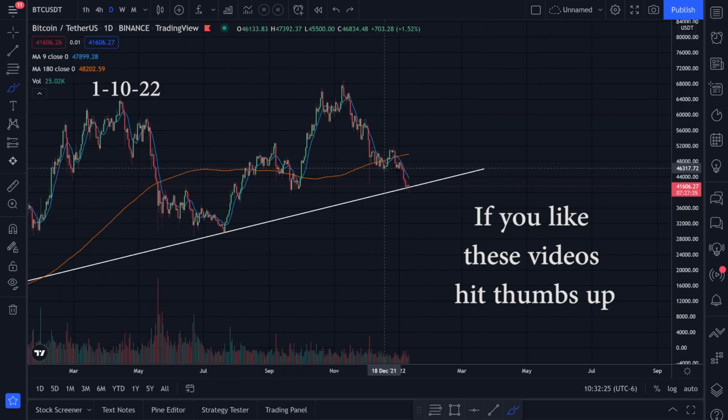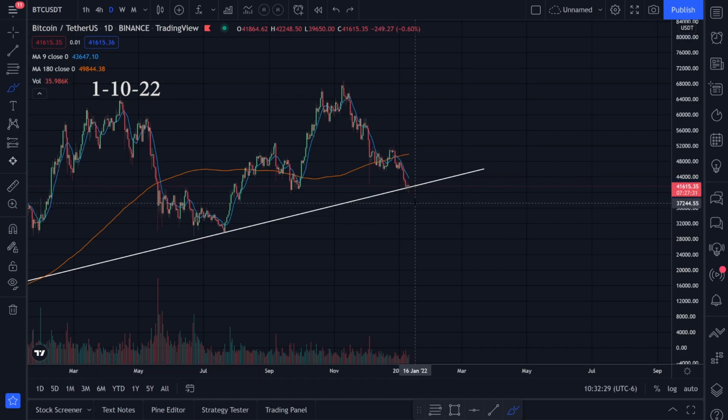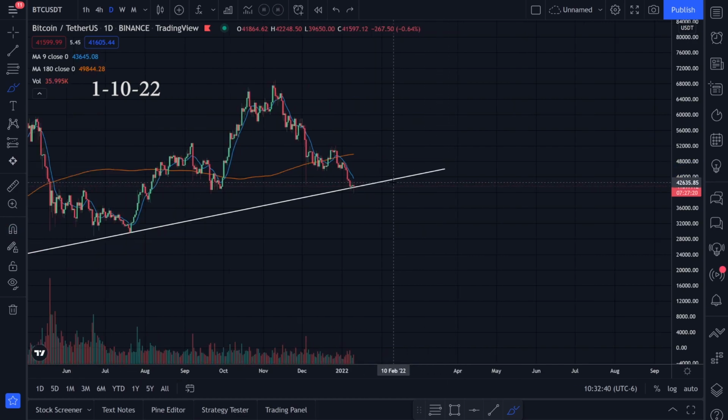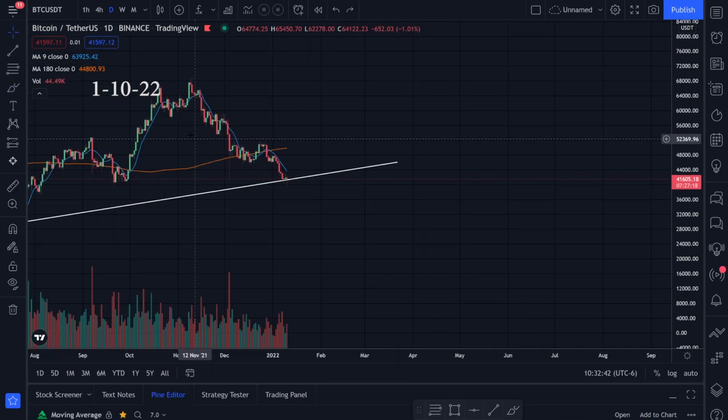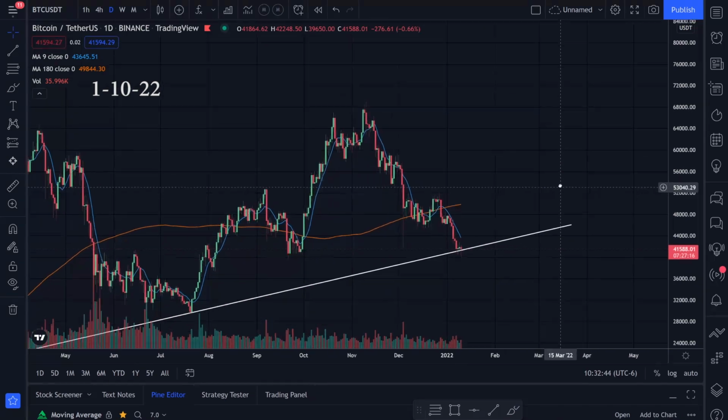So right now, what I do like is that we are still holding support right here. We haven't just crashed down below this line and started looking for the next support. So so far we are holding support right here, and hopefully we can get a reversal out of here right now. However, we still haven't broken this trend line that we're going to the downside.